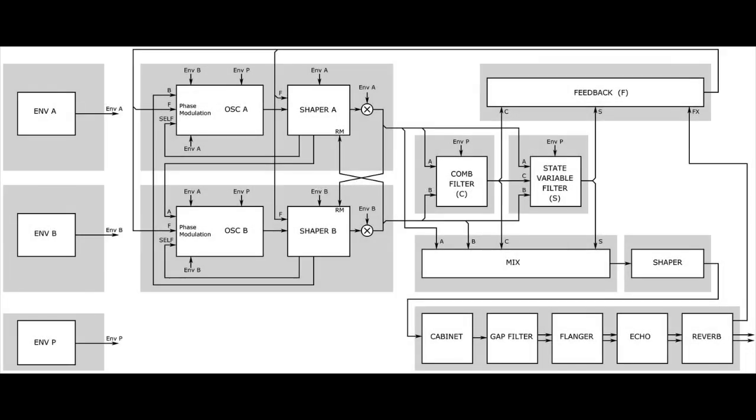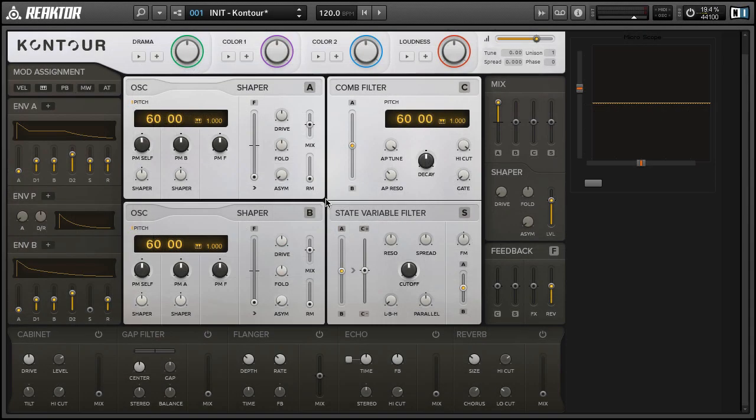Another way to enrich the spectral content of your sound with Kontour is to use one of the shapers. You can see that oscillator A and oscillator B have their own shapers here in the block diagram. Let's go back to the user interface. Probably the two most important parameters of the shaper are drive and mix. Let's just put the drive down to nothing, to 0 here, and we'll play and add in the shaper.